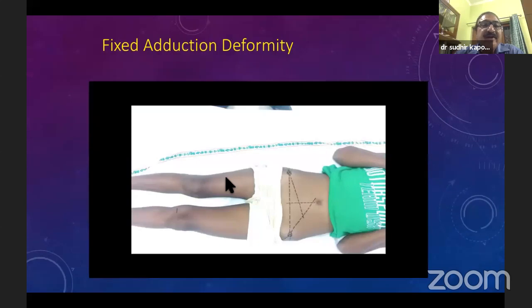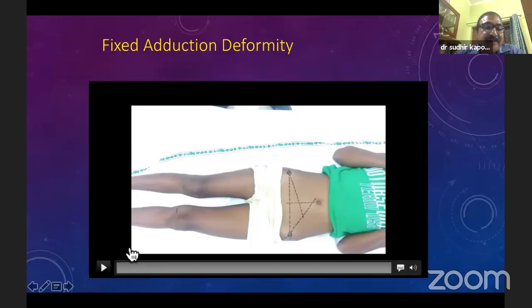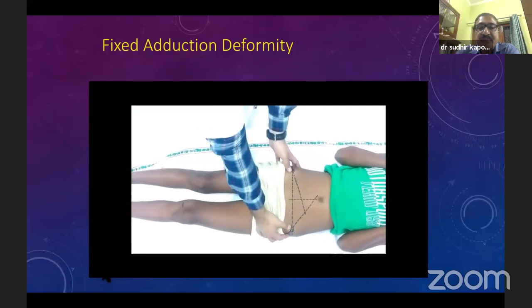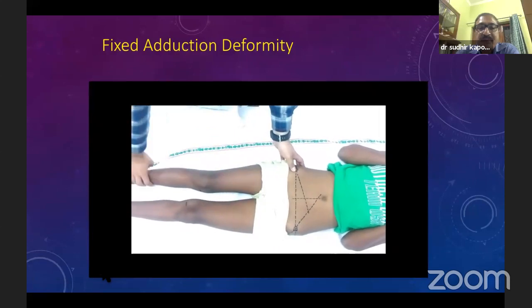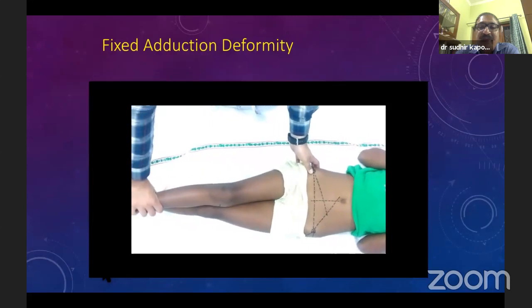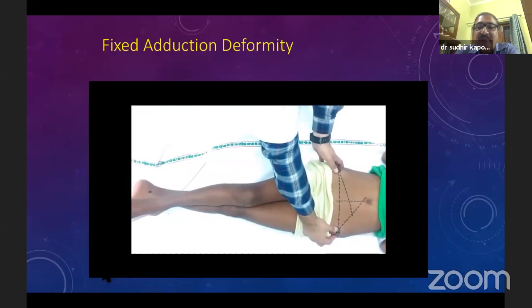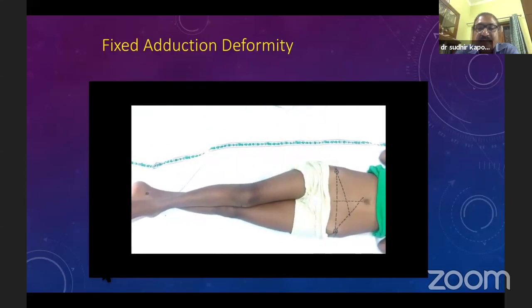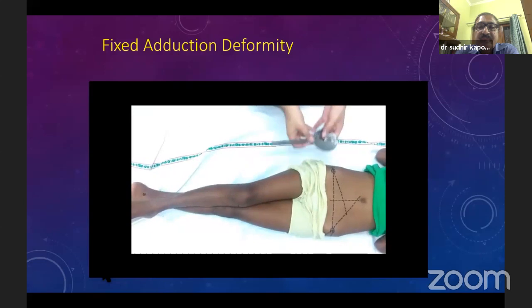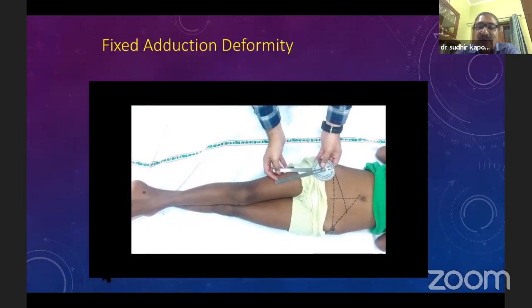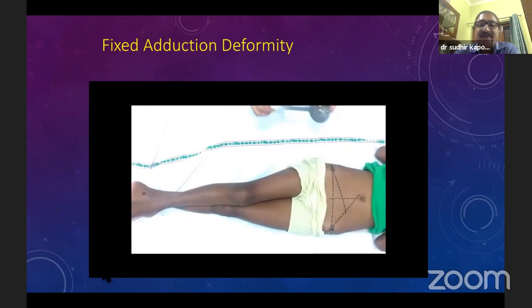Now, how to measure fixed adduction deformity? The same principle is followed. The adduction deformity is unmasked by squaring the pelvis, as shown. The anterior superior iliac spine was on a higher level. The limb is moved to adduction, and the pelvis has become squared now. One can measure the deformity in this manner. So square the pelvis and measure the deformity as shown in the method.